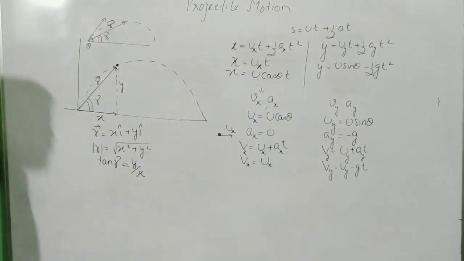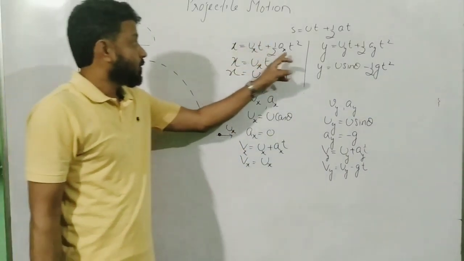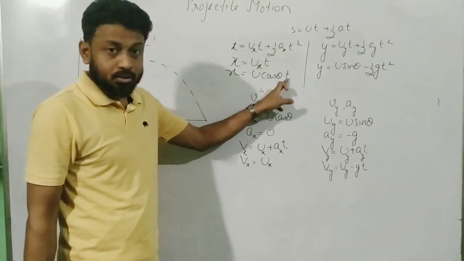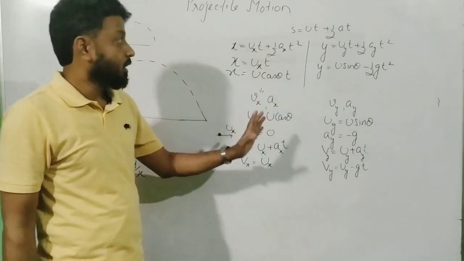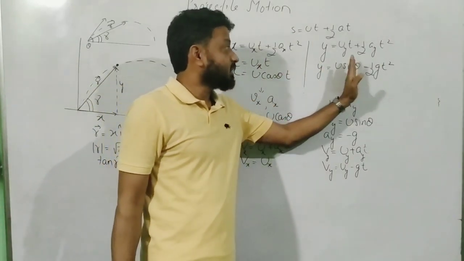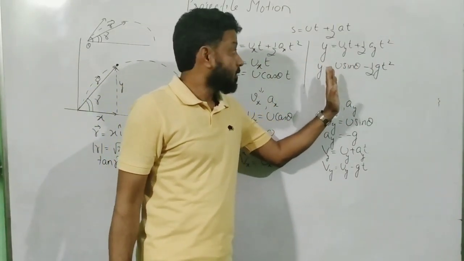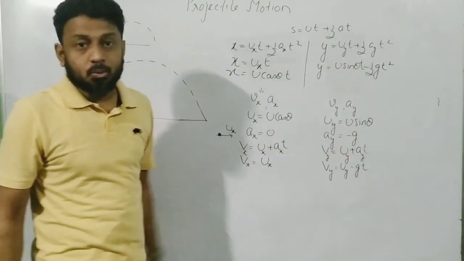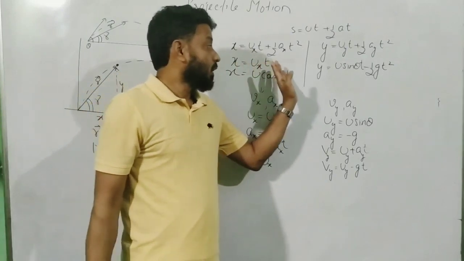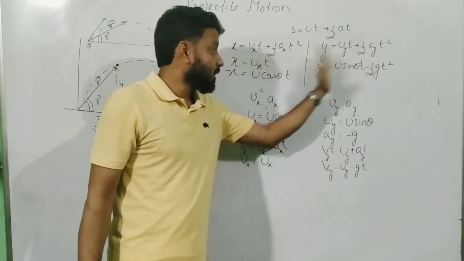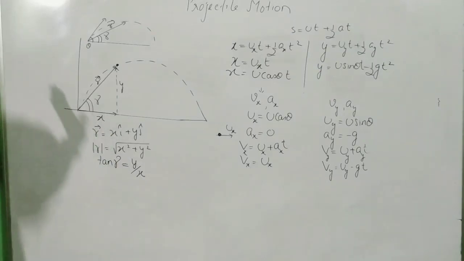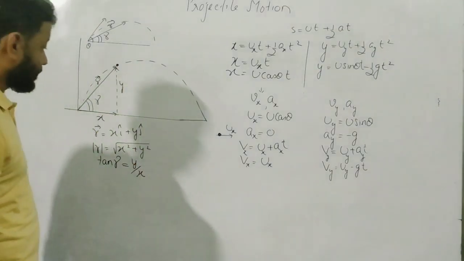Okay. So you can see here the x motion. Look at the x motion. The x motion is directly proportional to t. What is y motion? Sorry, y motion is a quadratic equation. It depends on t, but it is not directly. It depends as a quadratic equation.